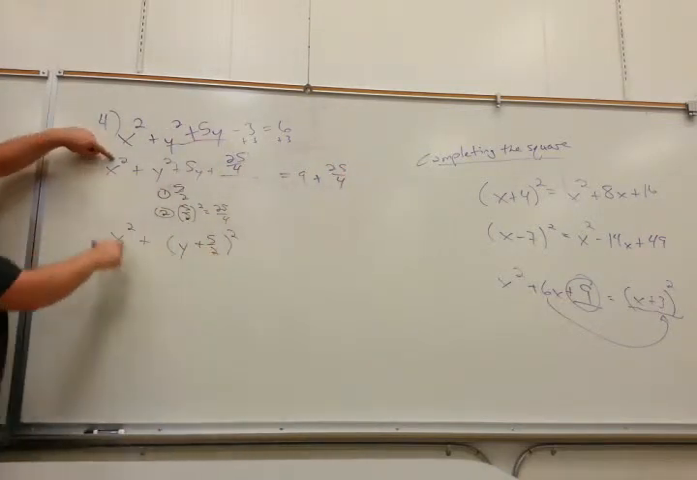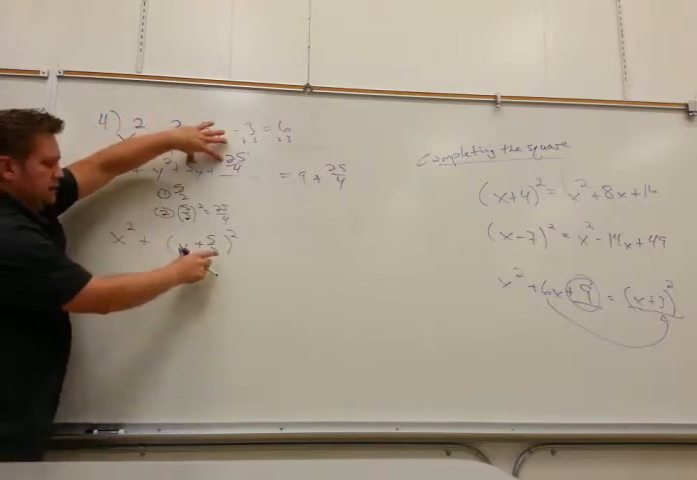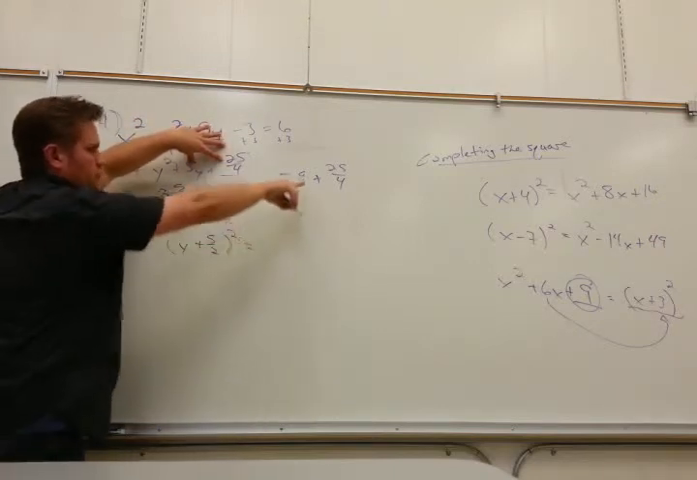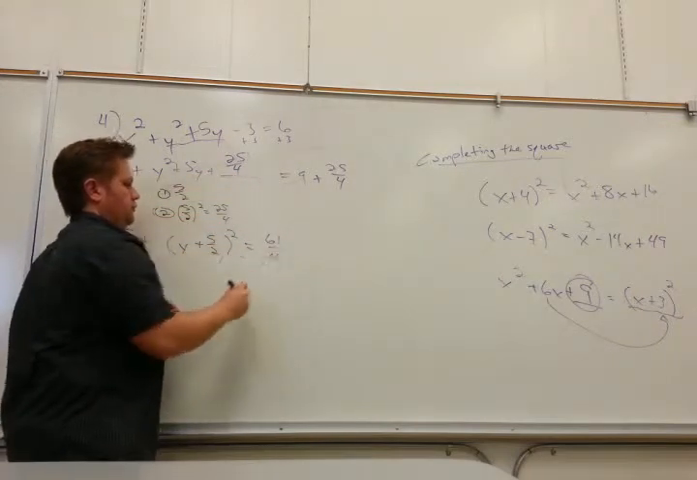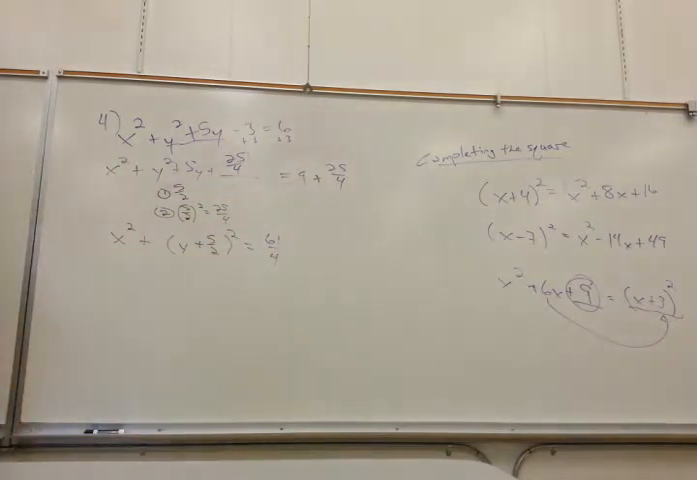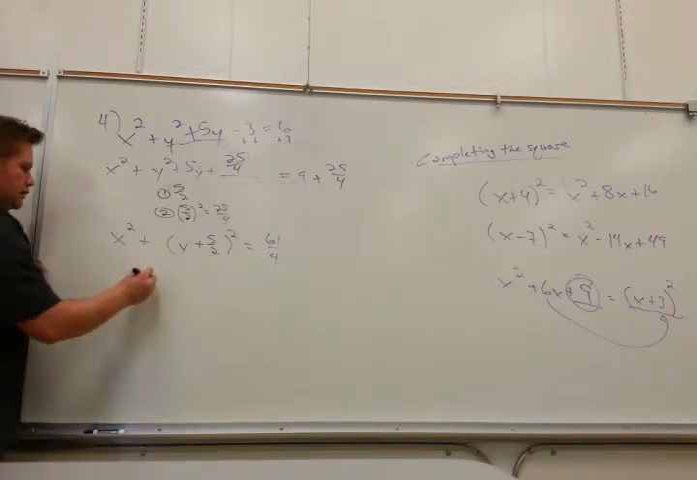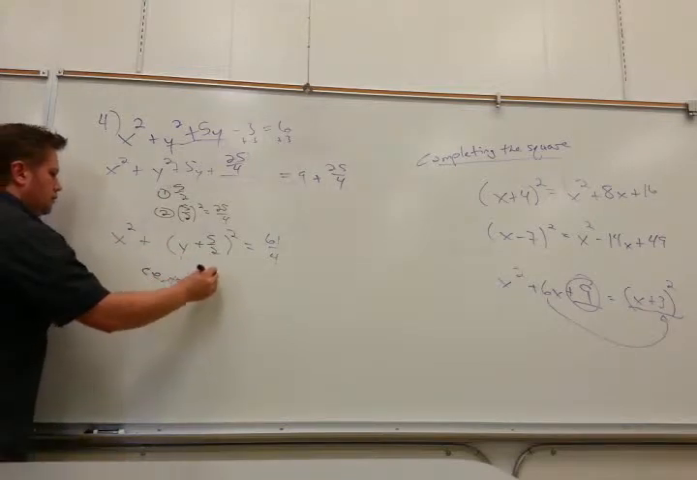So then I get x squared is cool. All this mess now equals 61 over 4. Negative 5 halves. 61 fourths. Sweet. And now what's your center? 0 and negative 5 halves. Good. Center 0, negative 5 halves.